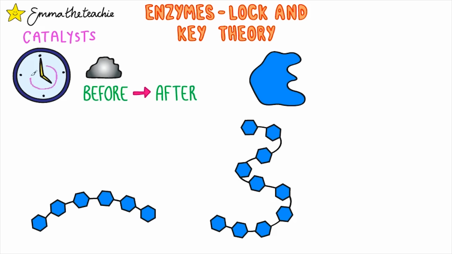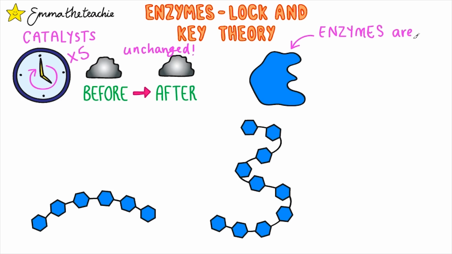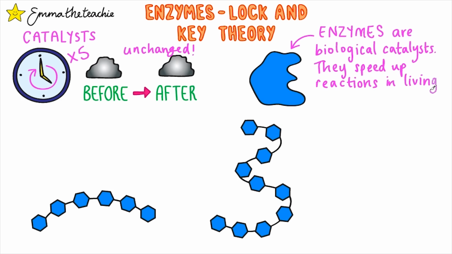3. Enzymes, lock and key theory. Catalysts speed up the rate of chemical reactions, and they do this without being used up or changed themselves. Because of this, they can be used again and again. Enzymes have a similar function. They are biological catalysts, and they speed up the reactions in living organisms. They can be used again and again as well.